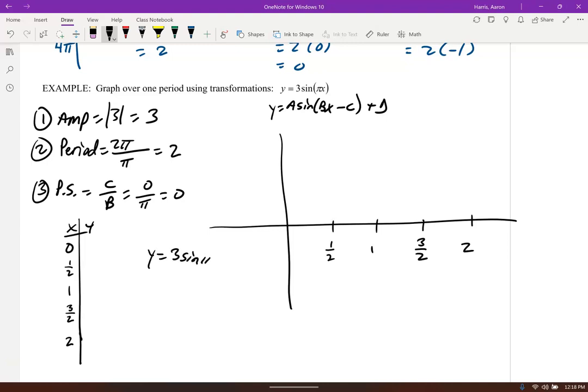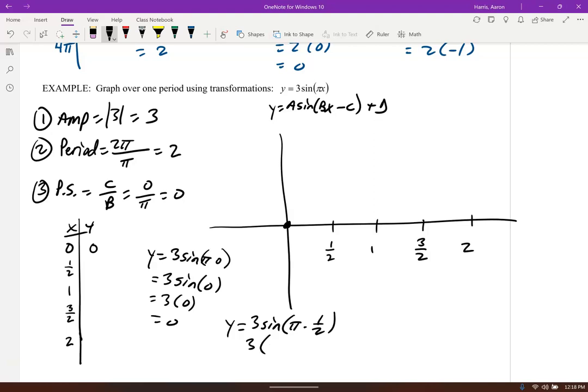I got 3 sine pi times x. Well, let's throw the 0 in. I guess sine of 0. Well, I know sine of 0 is 0. So I got 0, 0 for our first point. Now let's throw the 1/2 in. So I got pi times a half. Well, I know the sine of pi halves is 1. So I got 3 times 1 is 3. So 1/2, 3. Then I'm going to throw 1 in. Pi times 1. Well, I know the sine of pi is 0. So I'm back here. Throw in 3 halves, and I'll get the sine of 3 pi halves, negative 1. Negative 1 times 3 in front is negative 3.